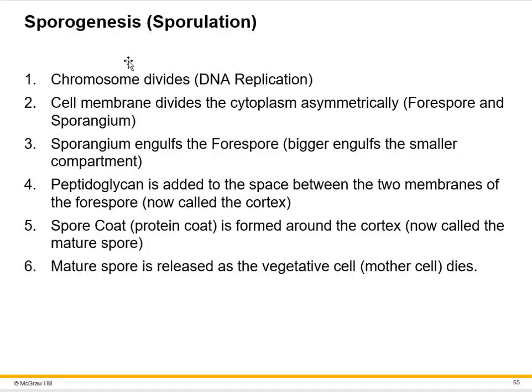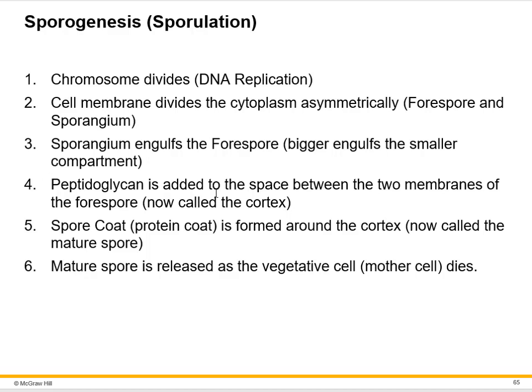So here are the steps of sporogenesis or sporulation. The chromosome divides, you have DNA replication. Then the cell membrane divides the cytoplasm asymmetrically. So it invaginates asymmetrically, so one side is bigger than the other. The bigger one is called the sporangium, and the smaller one is called the forespore.